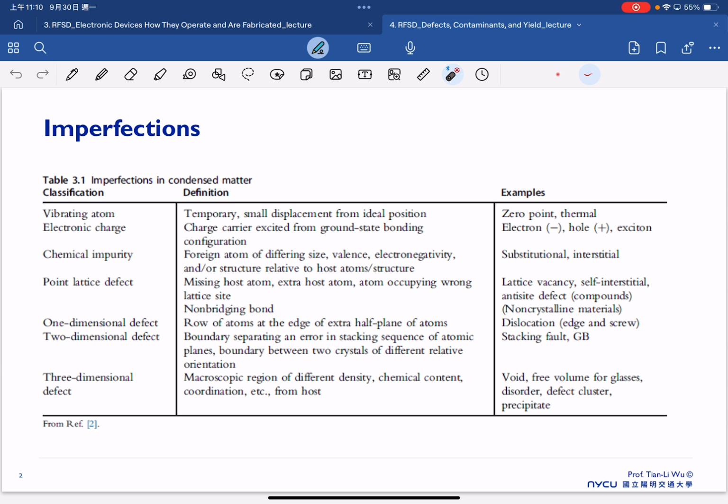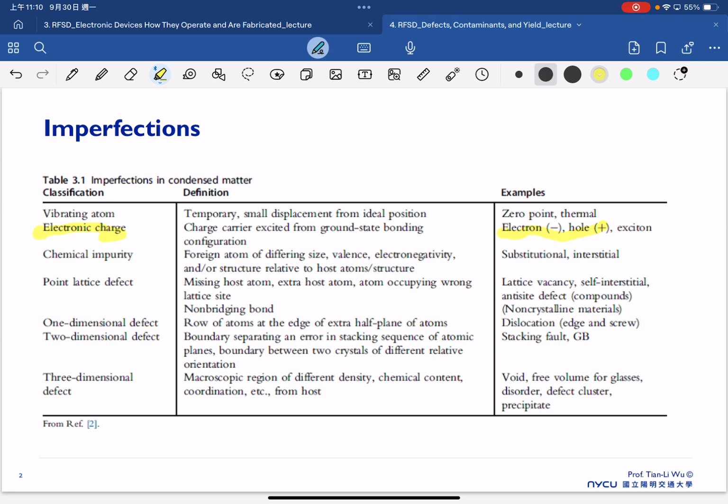So first of all, we need to understand in our material side what kind of imperfections could probably happen in our materials. We have several classifications here, and generally the more important one is the first one, electronic charge. The electronic charge, for example, the electron and holes. So these are some imperfections that could happen in our semiconductor material.